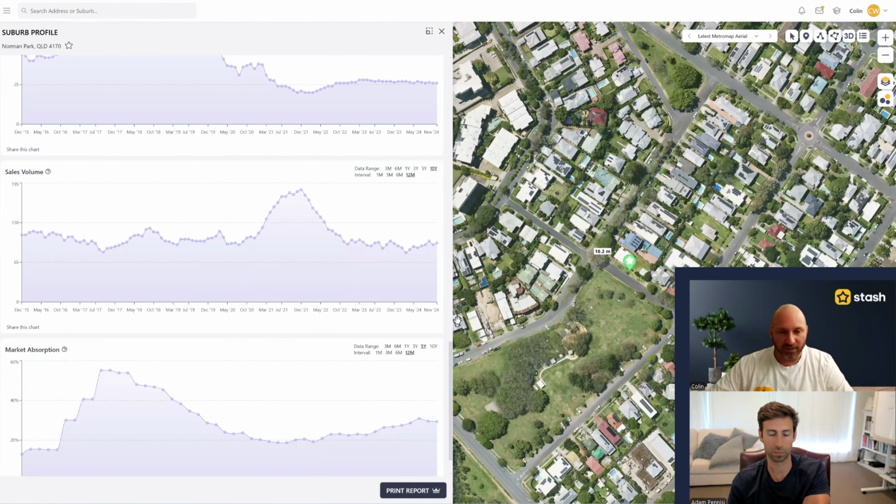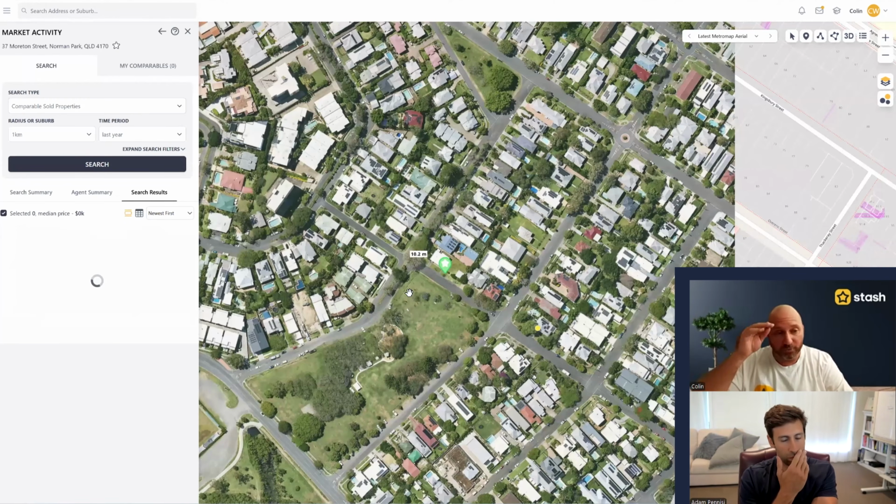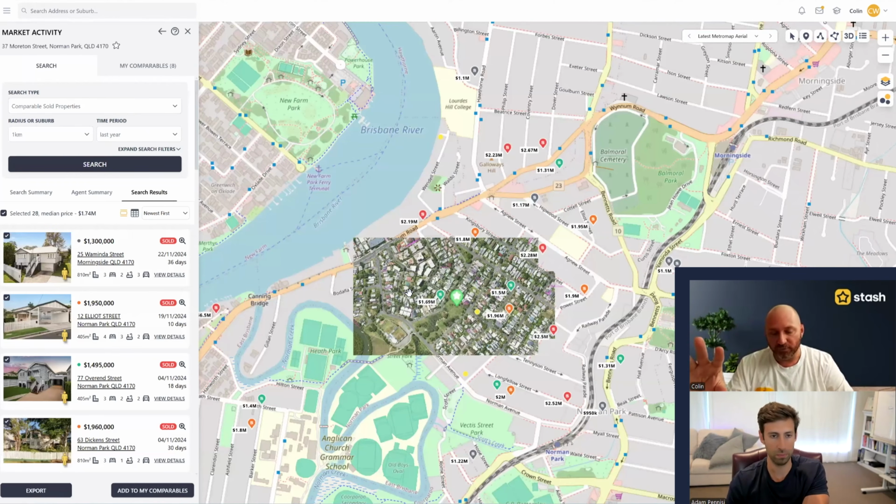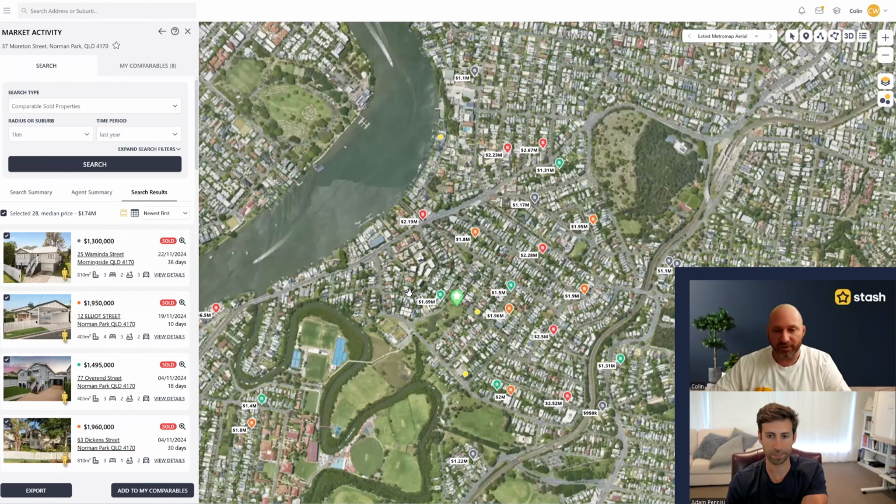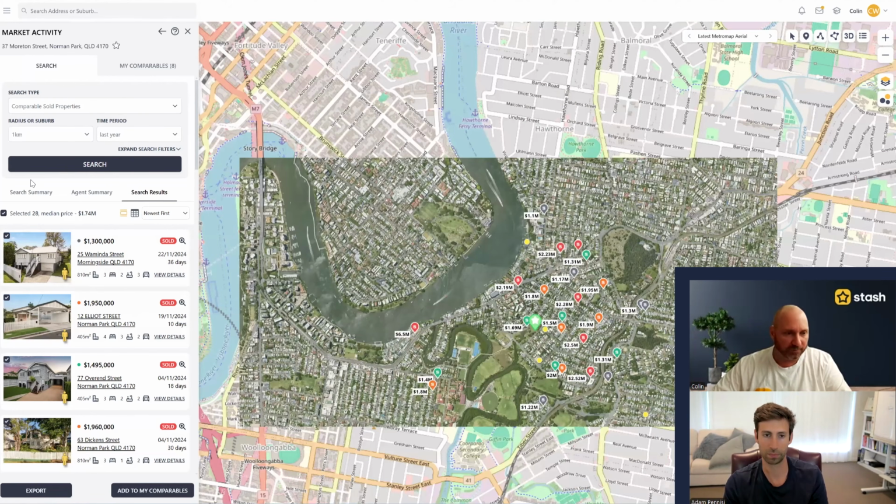Market activities, the other one. Really important: comparables. Whether you're doing anywhere, just get as many comparable sales as possible, and you'll start to see markets within markets. If I look at this as just 1K in the last 12 months, that's probably enough. I'll just zoom out a little bit. Let's just go to 2Ks.